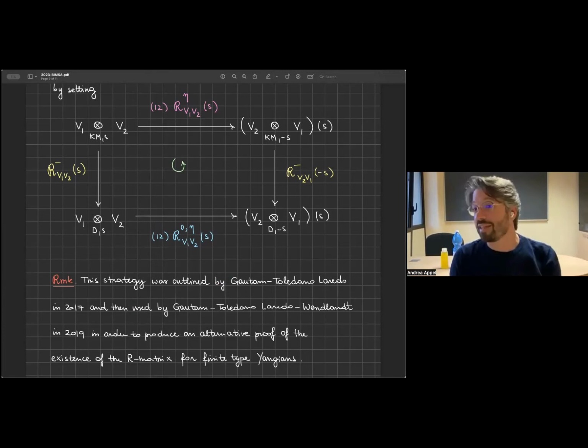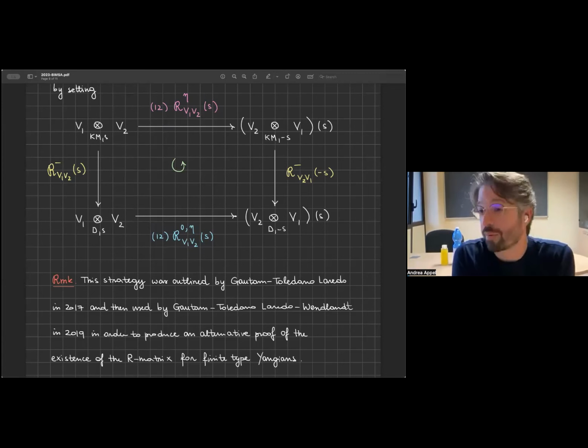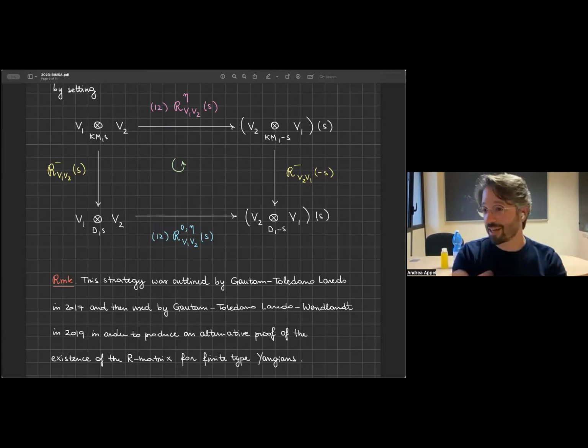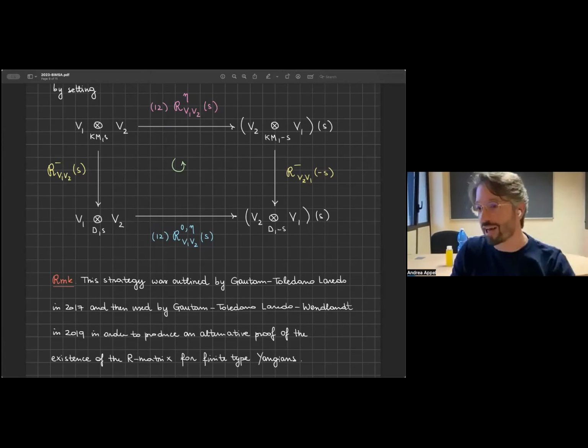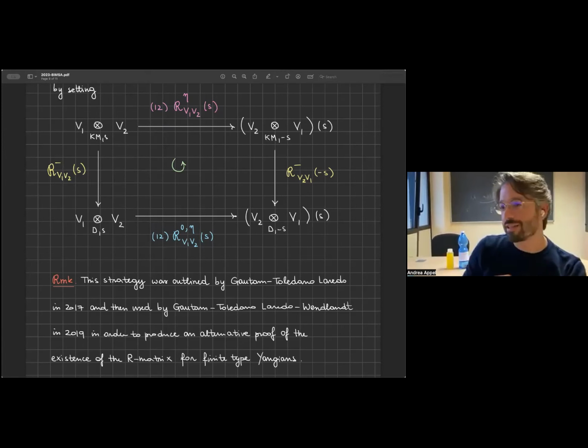And then this same strategy was used in a more recent paper by Sachin, Valerio, and Curtis, to provide a different realization of the R matrix of the Yangian of finite type. So the question is: everything was already done, the strategy was there, all the ingredients were there, so would everything generalize easily? And this is absolutely not true.